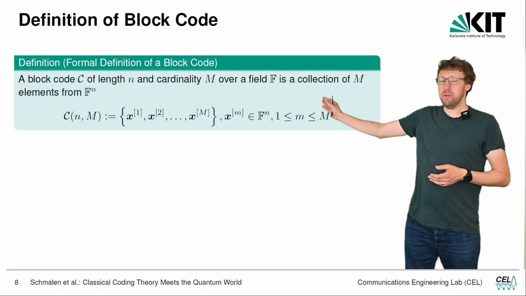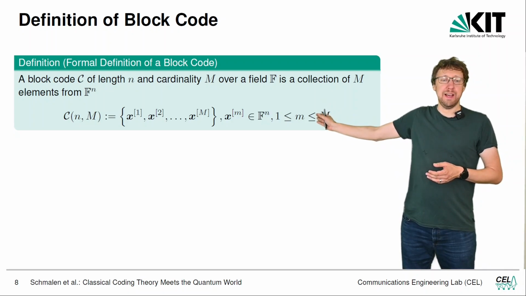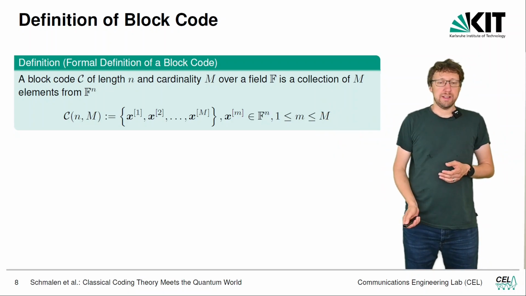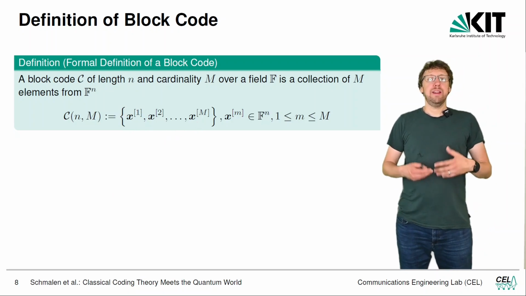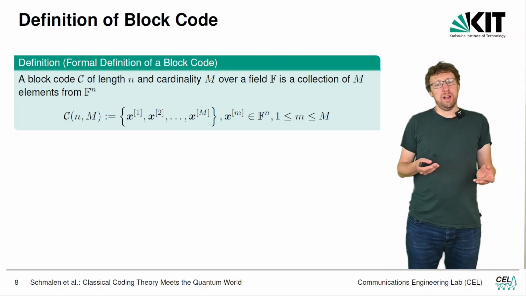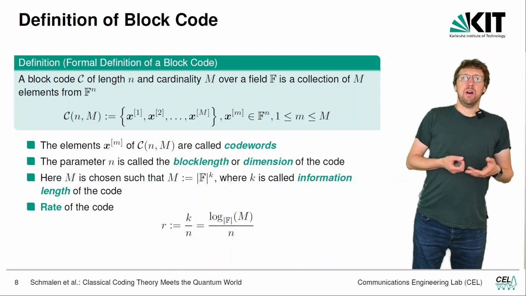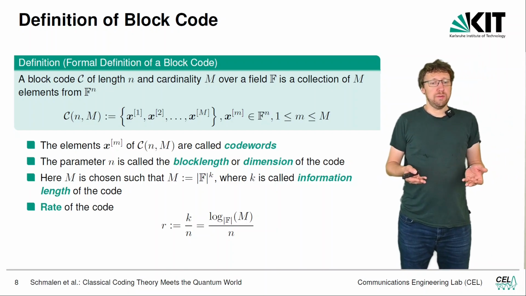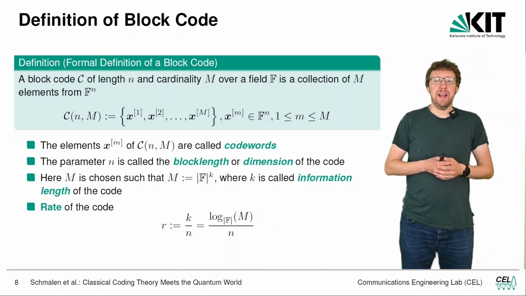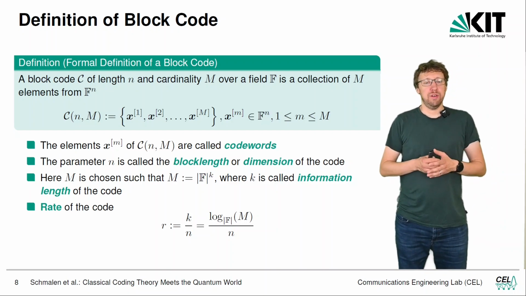So the code essentially is nothing else than a set. And this set contains vectors, and we have vectors x1, x2, up to x capital M. They are vectors of length n with elements from the field. Each of those vectors is what we call a code word, and the parameter n is the block length or the dimension of the code.